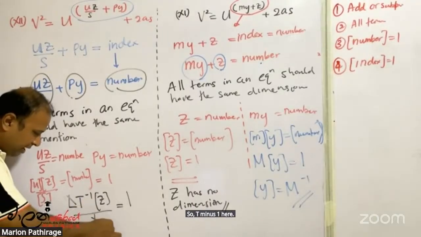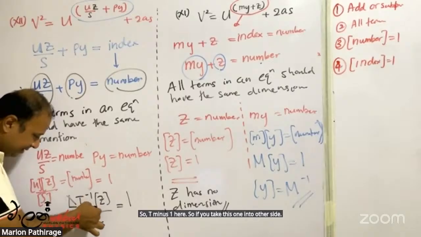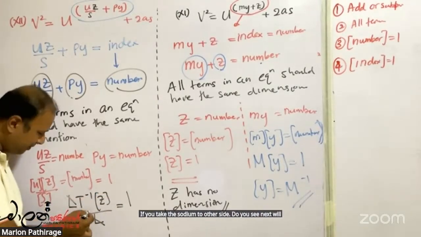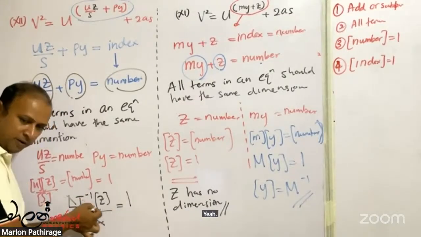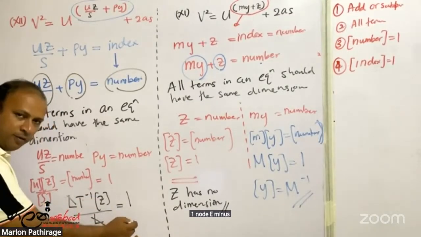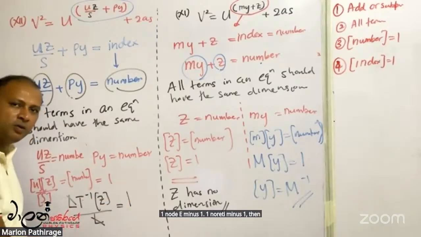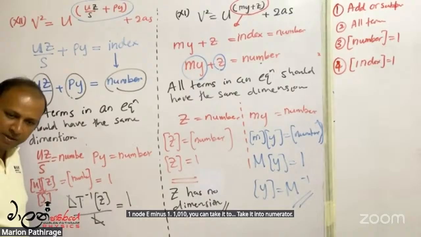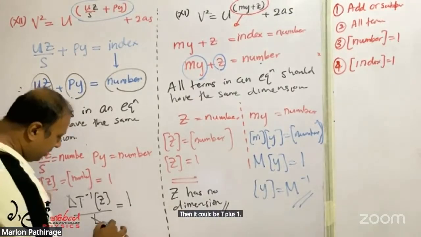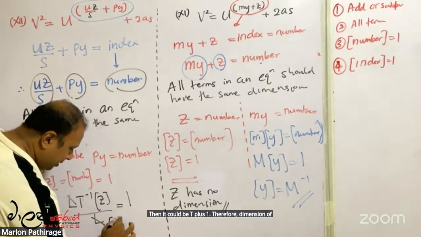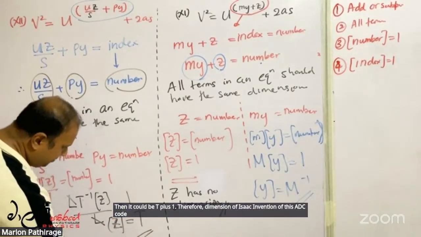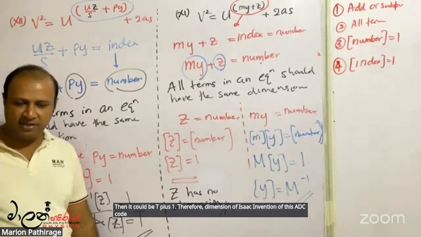So if you take this one to the other side, the index will be positive. Now, 1 over T minus 1, then you can take it into the numerator. Then it will be T plus 1. Therefore, dimension of z is equal to T.